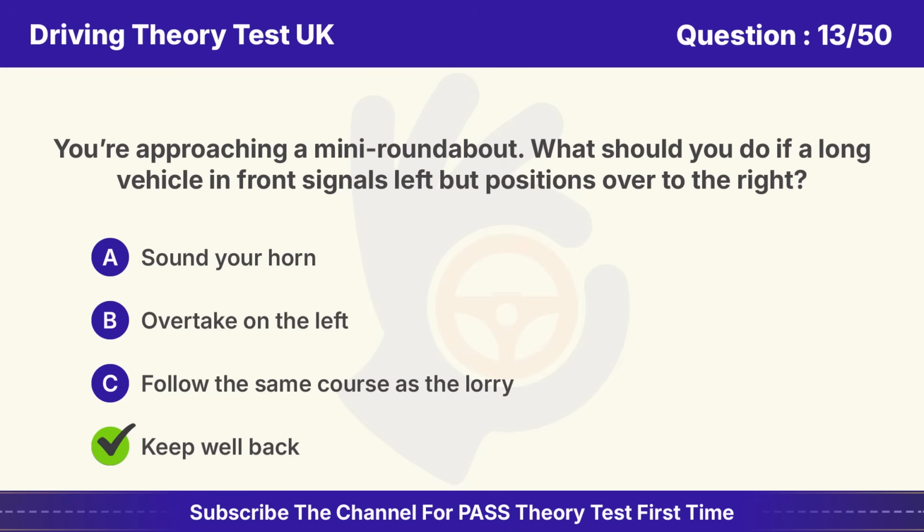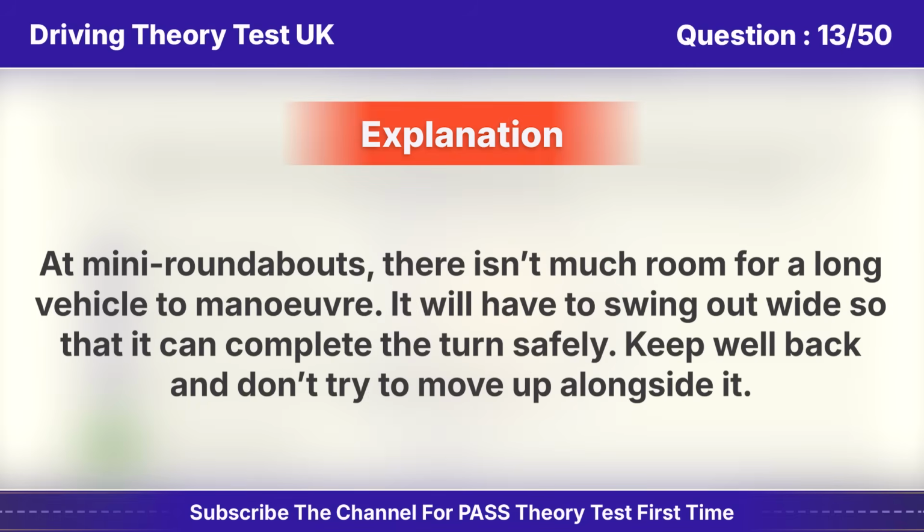Answer is D. Keep well back. At mini roundabouts, there isn't much room for a long vehicle to maneuver. It will have to swing out wide so that it can complete the turn safely. Keep well back and don't try to move up alongside it.